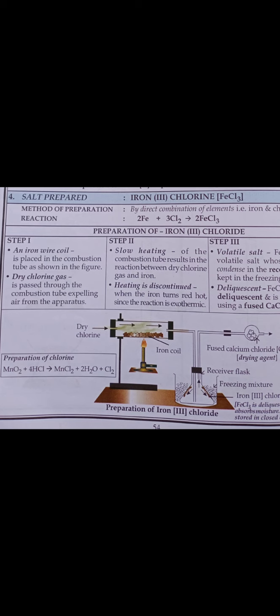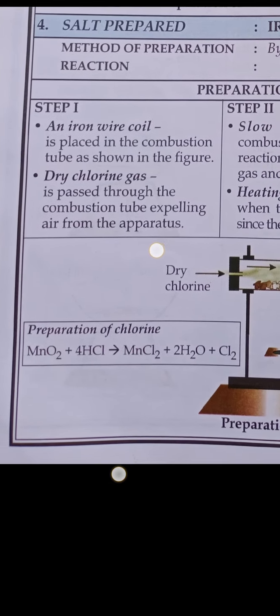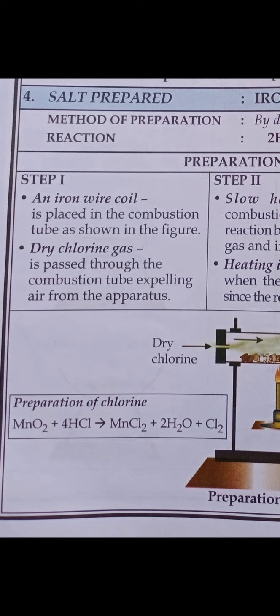Firstly, iron is a metal, chlorine is in the gaseous form. So from where does this chlorine come? Here you can see one preparation method of chlorine given, that is manganese dioxide reacts with 4HCl, it will give you manganese chloride plus 2H2O plus Cl2. Now this chlorine gas is dry chlorine gas.